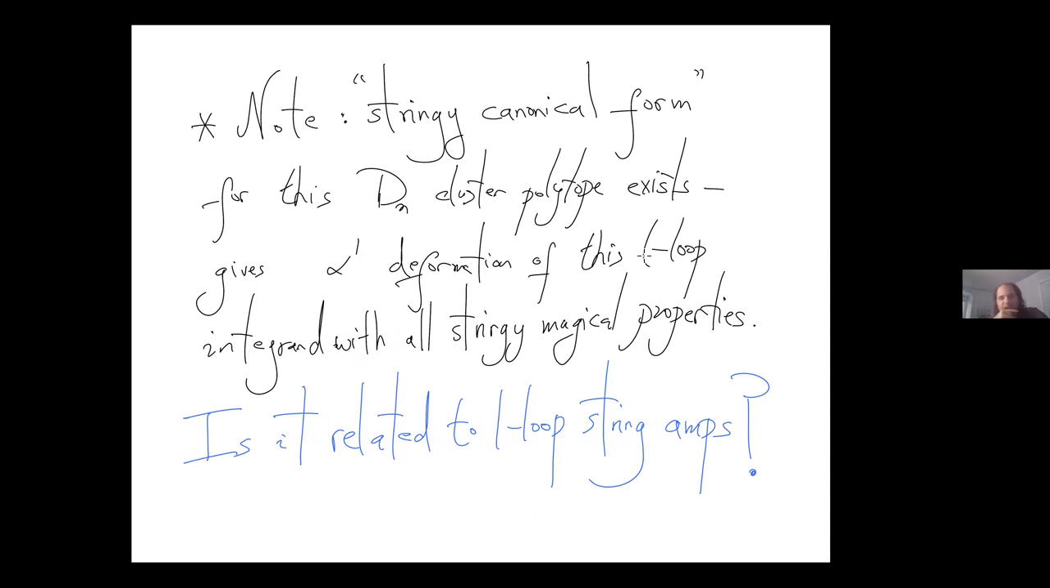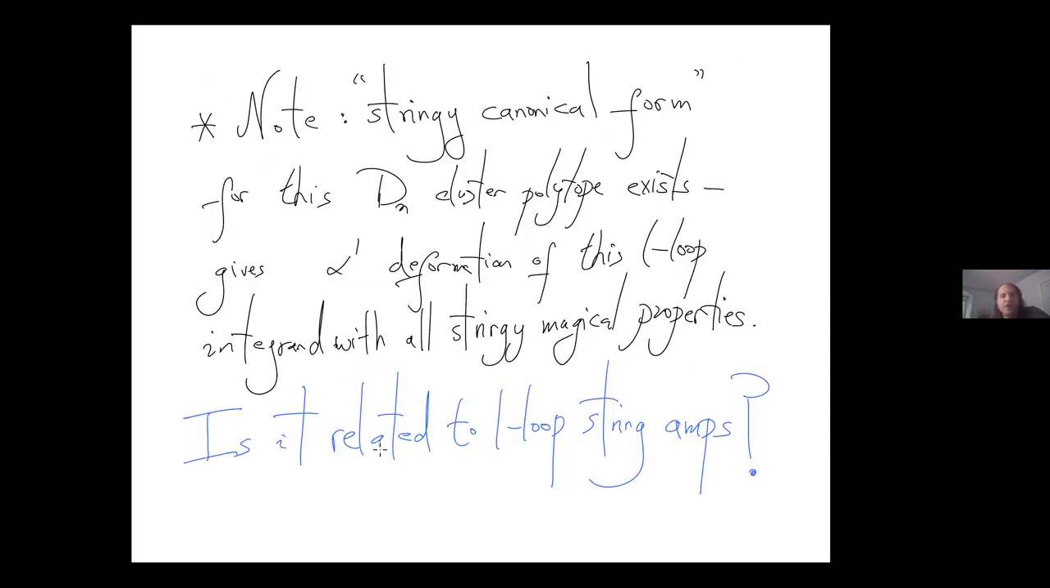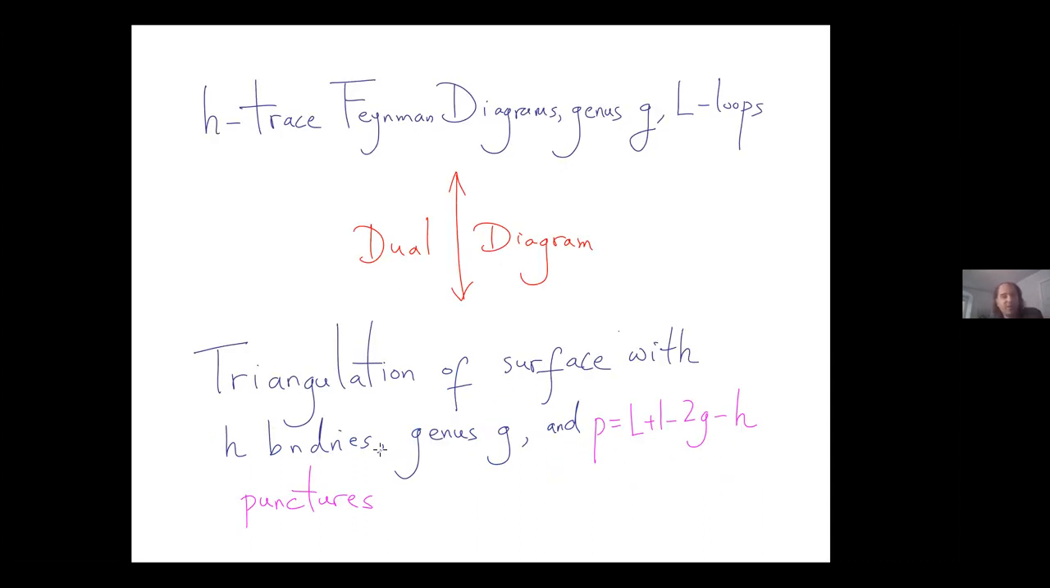I also want to comment that there's a stringy canonical form. This guy ends up being the cluster polytope for the DN cluster algebra. If you don't see a DN in this picture, if you look at these two reds, if you look at this bottom slice here, you'll notice something that looks like the Dynkin diagram for D4. That's not a coincidence. So the stringy canonical form for this DN cluster polytope exists. When it was AN, we got the ordinary Koba-Nielsen formula and string amplitudes. For DN, we get something else. It has an alpha prime deformation of this one loop integrand with all the stringy magical properties. And we don't know how this is related to one loop string amplitudes. If it's related to one loop string amplitudes, we don't know. We don't know if it is.